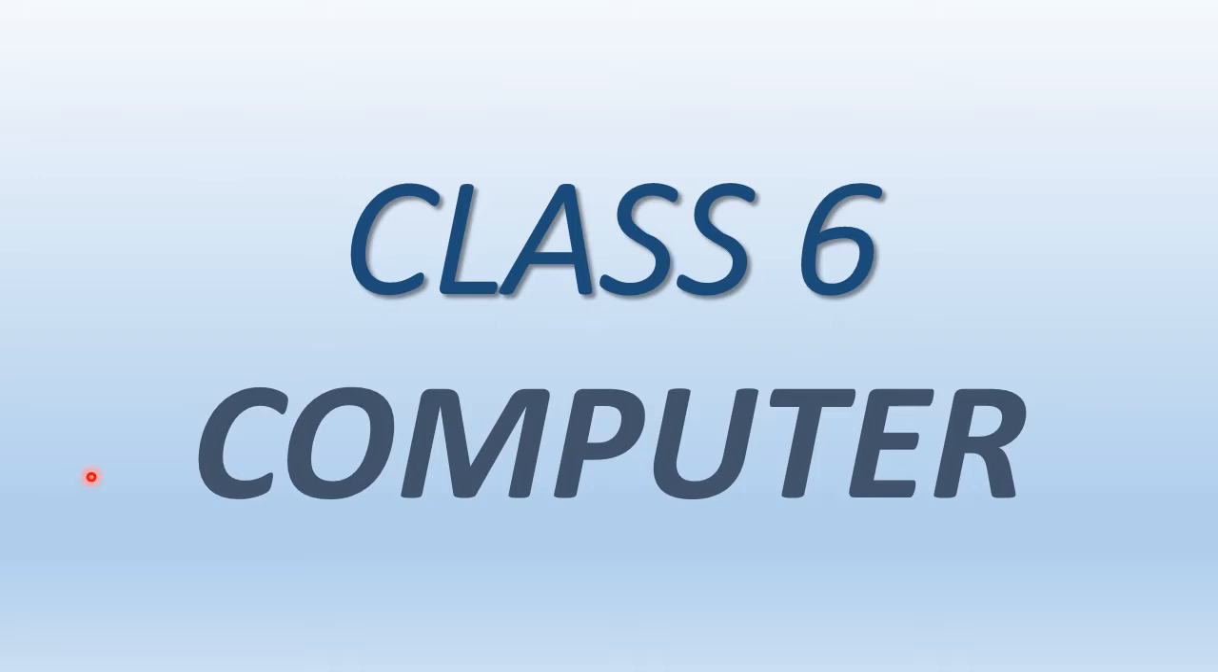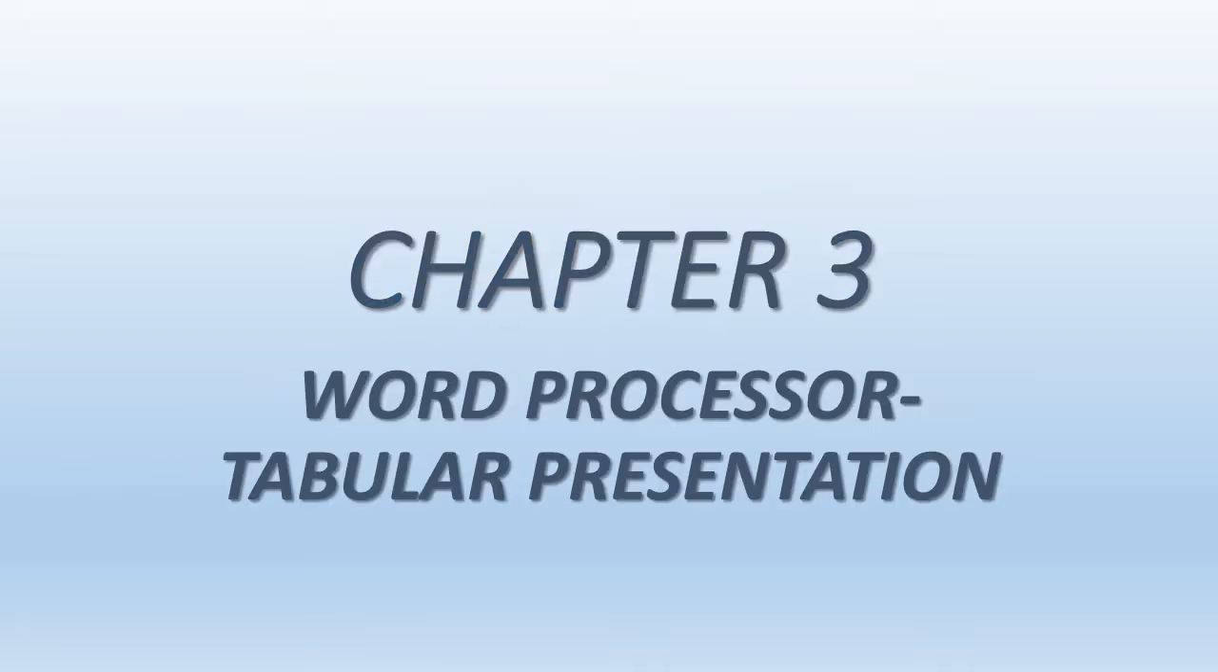Today we will continue our chapter number 3. In computer, chapter 3 is word processor tabular presentation. In last classes, I explained how you can select the rows and columns, how you can select the entire table, how you can delete the rows and columns, and how you can add a new row or new column.